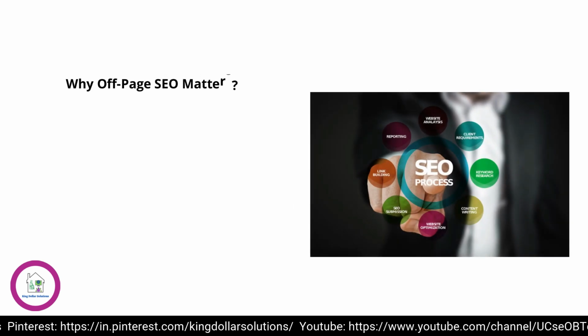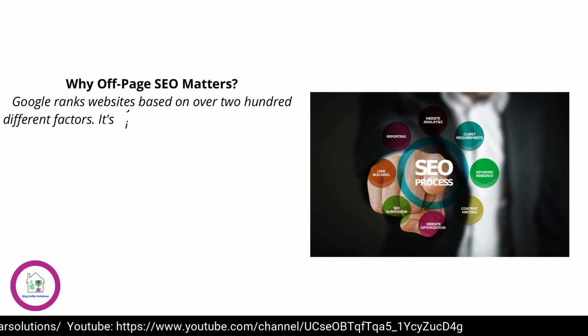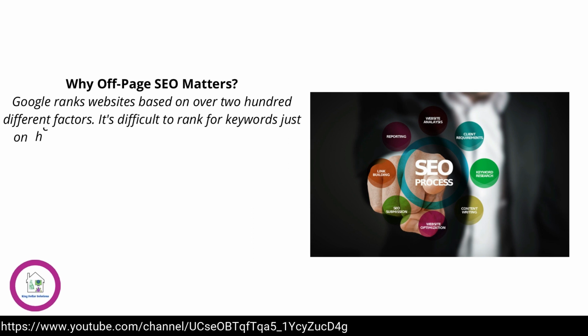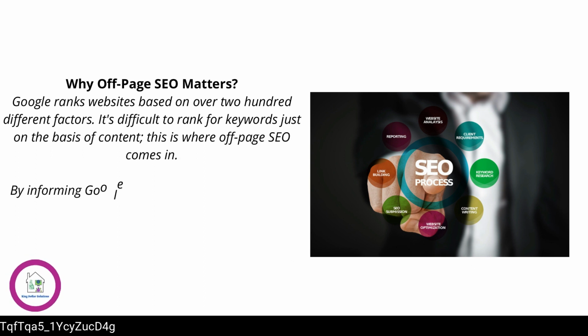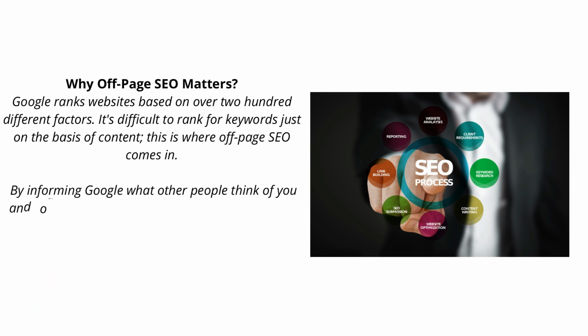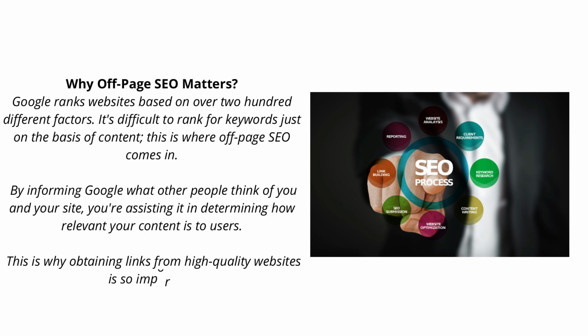Why off-page SEO matters? Google ranks websites based on over 200 different factors. It's difficult to rank for keywords just on the basis of content. This is where off-page SEO comes in. By informing Google what other people think of you and your site, you're assisting it in determining how relevant your content is to users. This is why obtaining links from high-quality websites is so important.